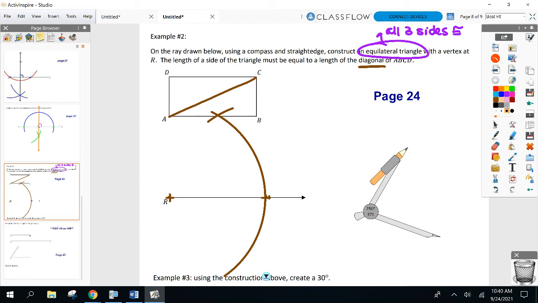So there's one side. We know that's the length of the diagonal. That's what we did. And see what we just did? We know that's the length of the diagonal. And you said there were 3 sides. How do you think I'm getting my third without touching the compass again? Scott? You go from R to the top. Correct. You connect R to the point of intersection to get the third one.